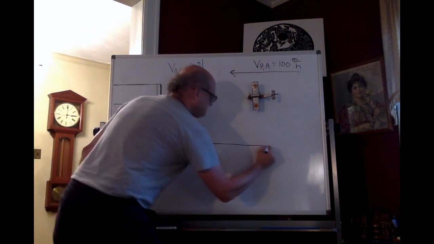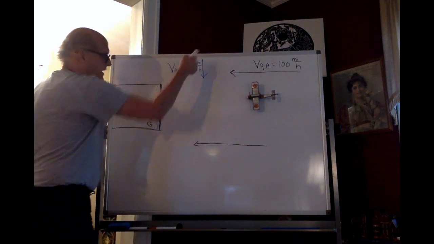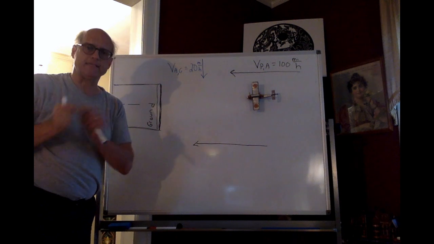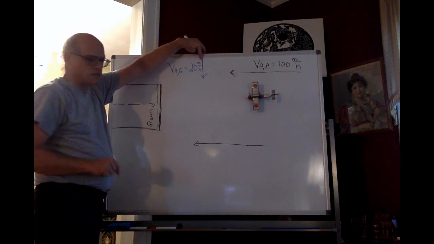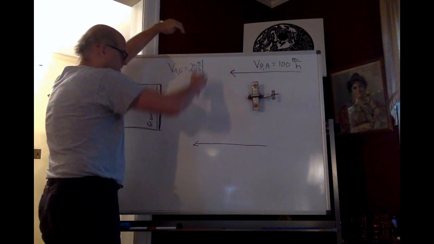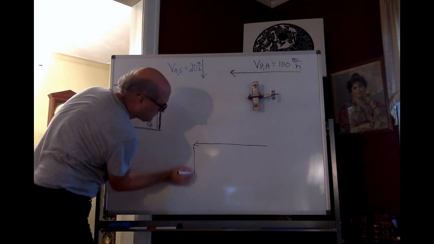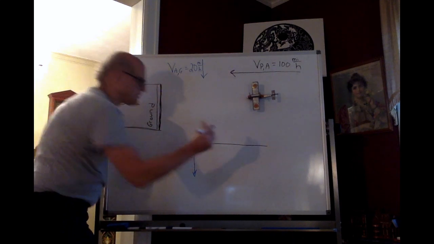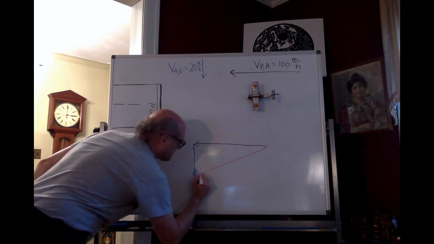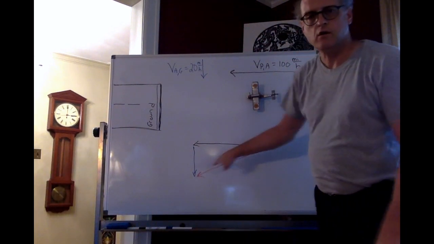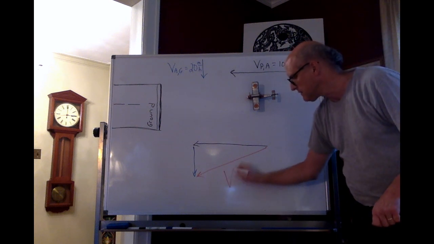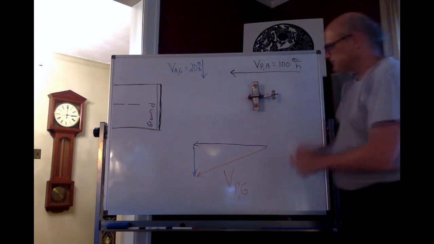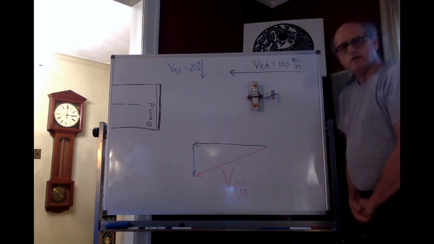so if I take this one and combine it to this one. Now when you combine vectors, you always combine them head to tail. So I'm going to take the tail of this and add it to the head of this one. The result is what the plane is going to do. This vector here, which I represented in red, is the velocity of the plane relative to the ground. So let's take a look at that.